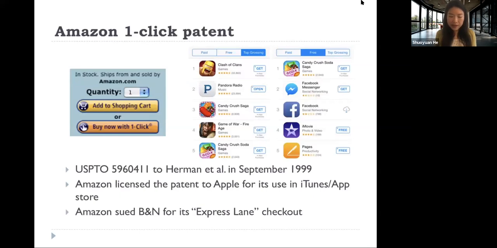And here's another example of Amazon. How many of you have used Amazon before? If you have used Amazon, you probably have seen something like buy now with one click. And this is actually patented by Amazon. Firms are trying to patent everything. Amazon used to sue Barnes & Noble for its express line checkout for violating its patent.